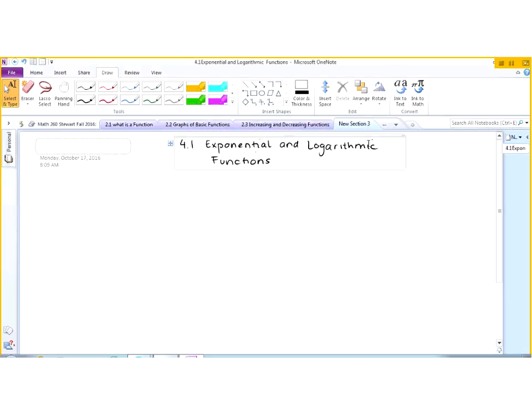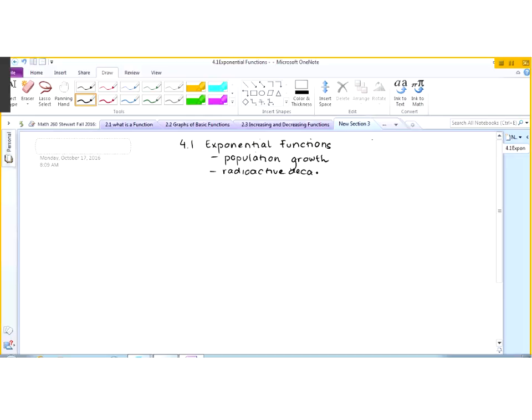All right. So anyway, it's exponential functions, and then 4.2 is logarithmic functions. So why do we need to learn exponential functions? What grows exponentially? For example, population growth follows an exponential model. Radioactive decay also follows an exponential model. So the exponential function has the form f of x is equal to a to the x.